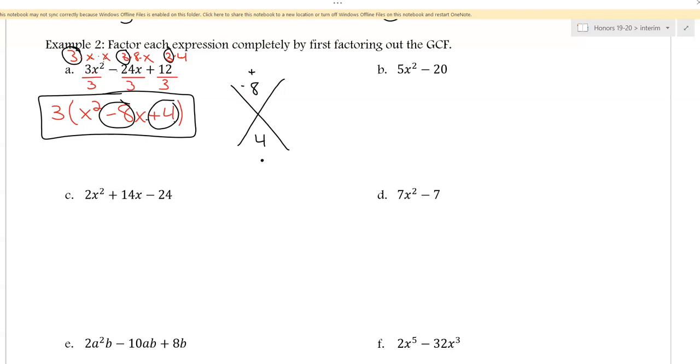All right, looking at our next one. Okay. Now we should be able to start seeing some greatest common factors a little faster. So if I look here, I know I can take a 5 out of both of them.